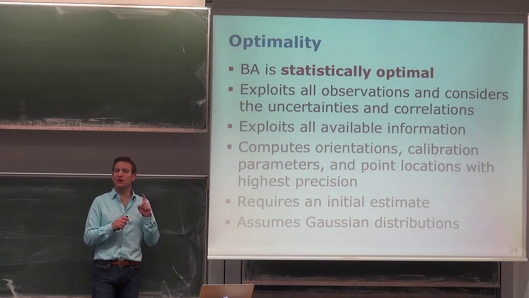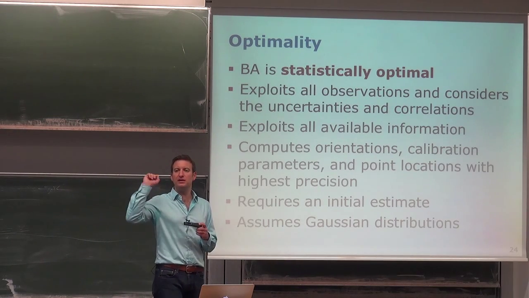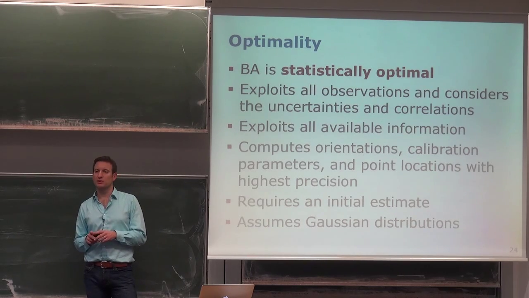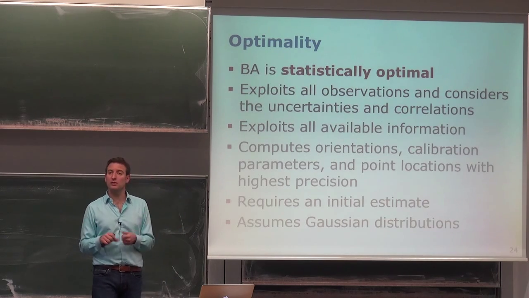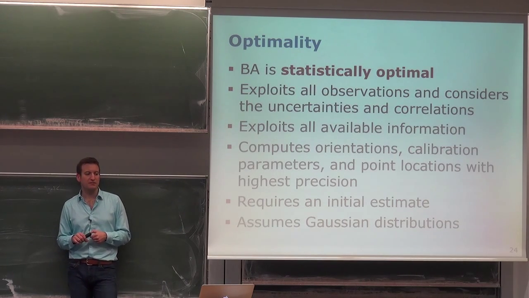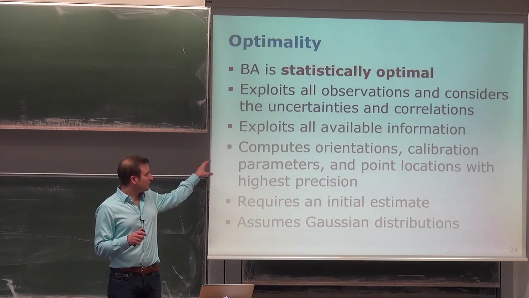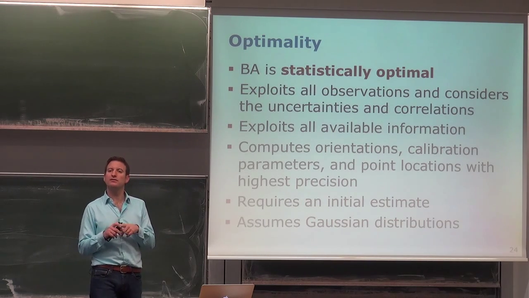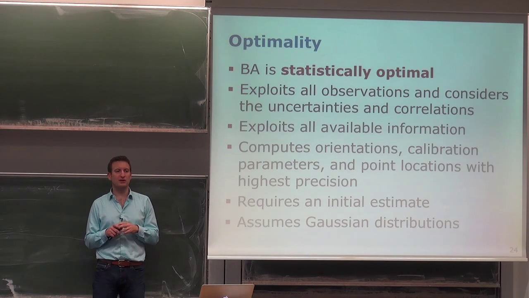That means that we take into account all the involved uncertainties. So we have an uncertainty, for example, in measuring the pixel coordinates of corresponding points. And I can take this into account, as well as all correlations between the measurements that I have. I come up with all the information that I'm interested in with the highest possible precision under the assumption that I don't have gross errors and all the distributions which are involved are Gaussian distributions.